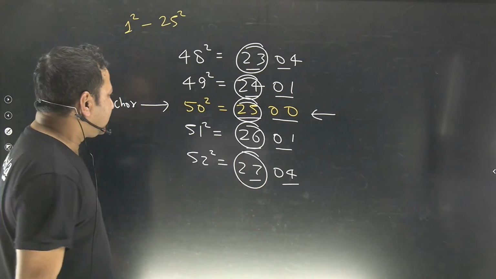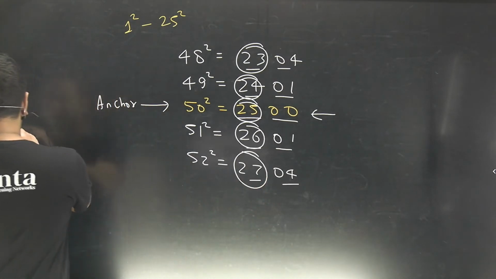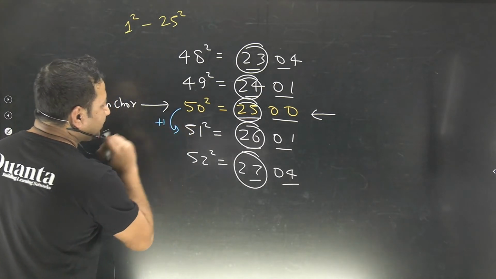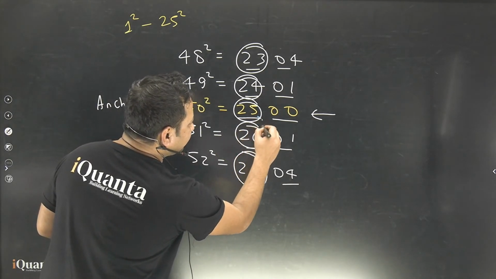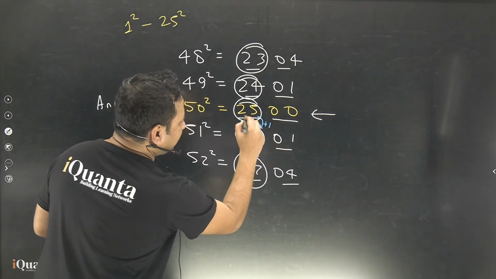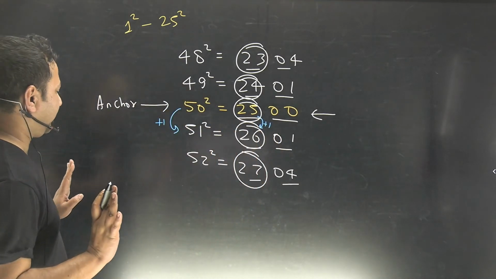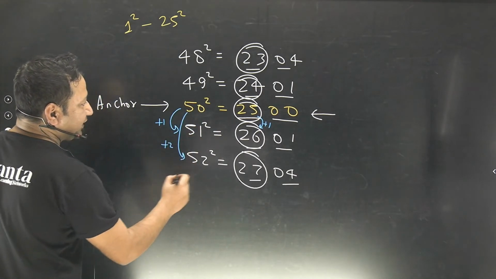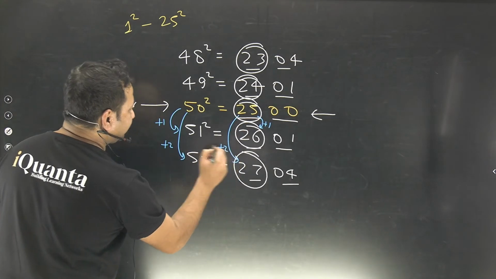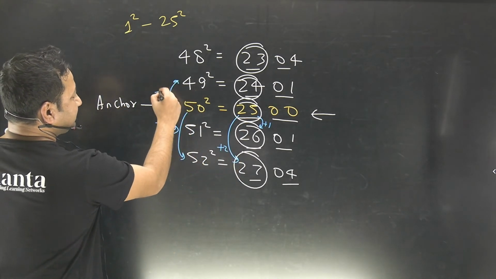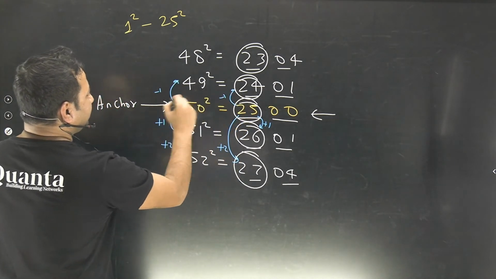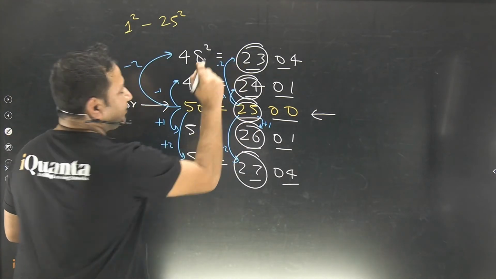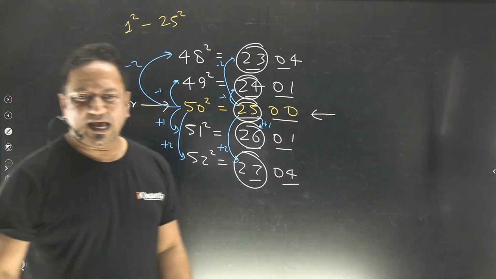Of course. So when I look at this, 51 is 1 more than 50. That is why 25, we add 1 to 25, we get 26. So far so good. The same pattern. 52 is 2 more than 50. That is why 25 plus 2, we get 27 over here. Similarly, 49 is 1 less. So I will get 1 less as 24. 48 is 2 less. I'll get 2 less as 23.